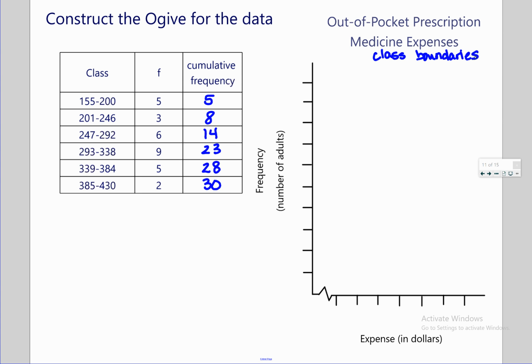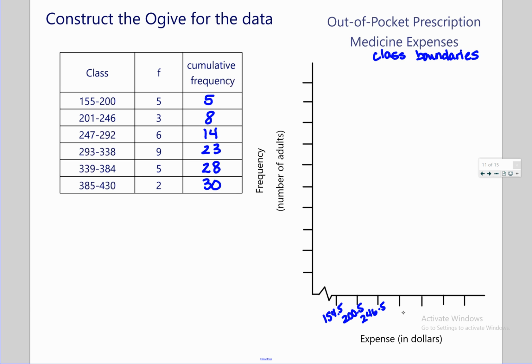I like the boundaries though. Okay, so boundaries. My first class started at 155, so we're going to go half a unit back. 154.5 is going to be my first tick mark. And then I'm just going to choose the middle of where one class stops and the next one starts. The first one ends at 200, the next one starts at 201, so the middle of those, half a unit in either direction, is 200.5.